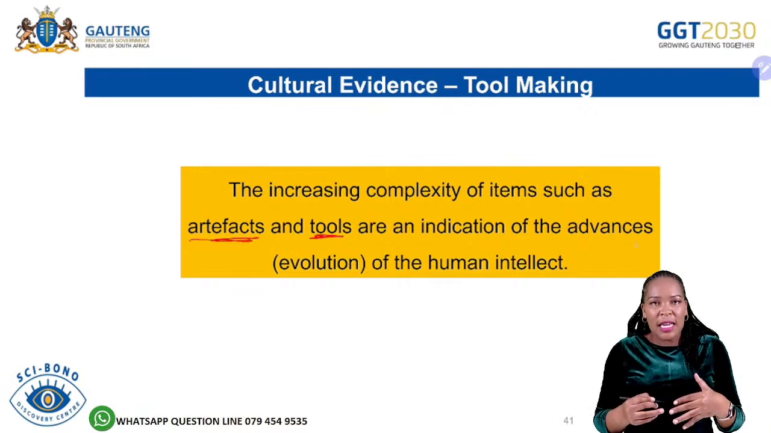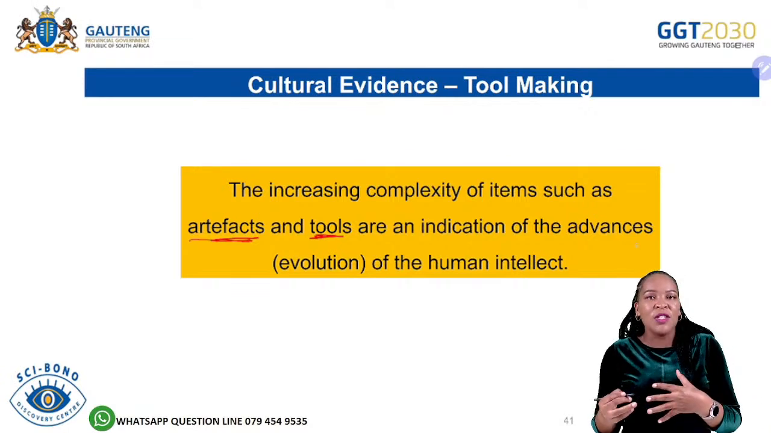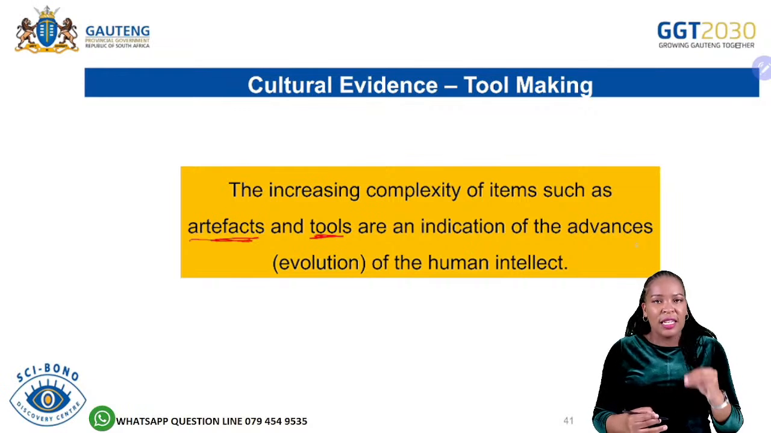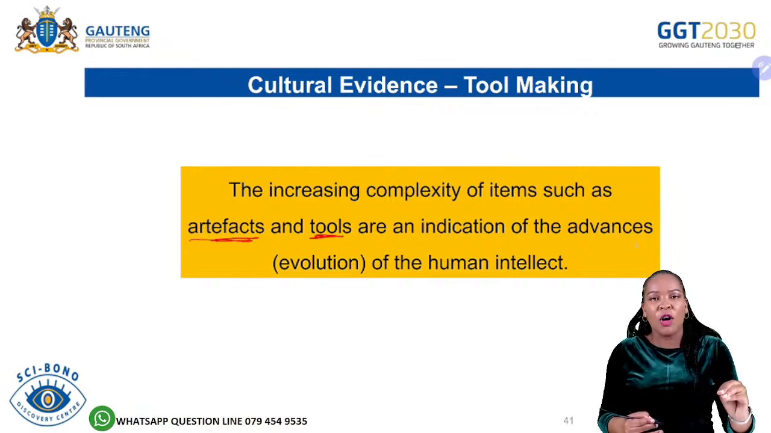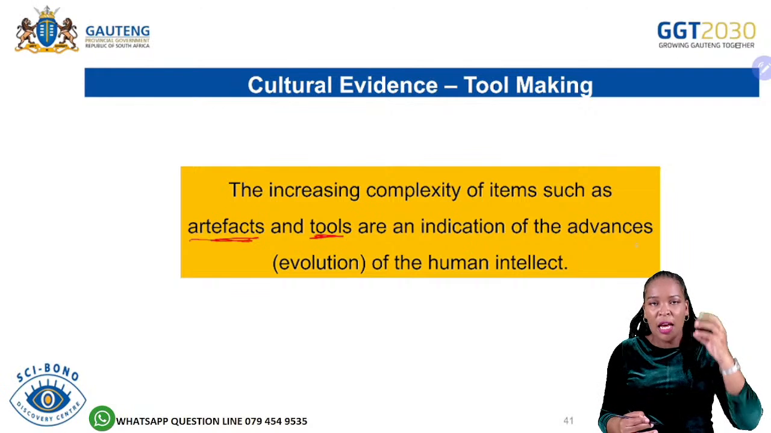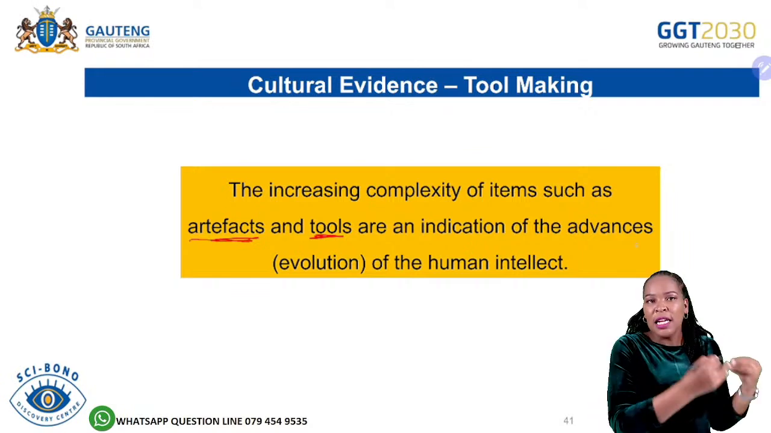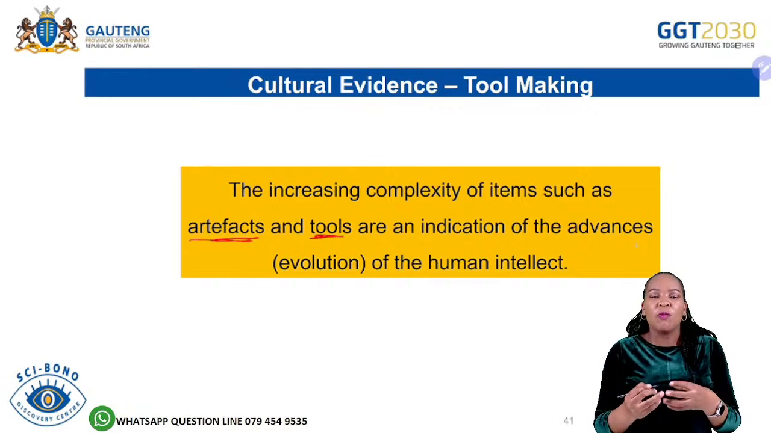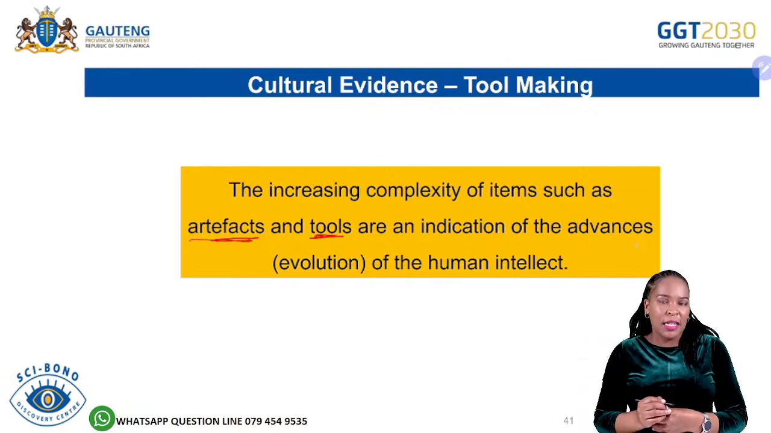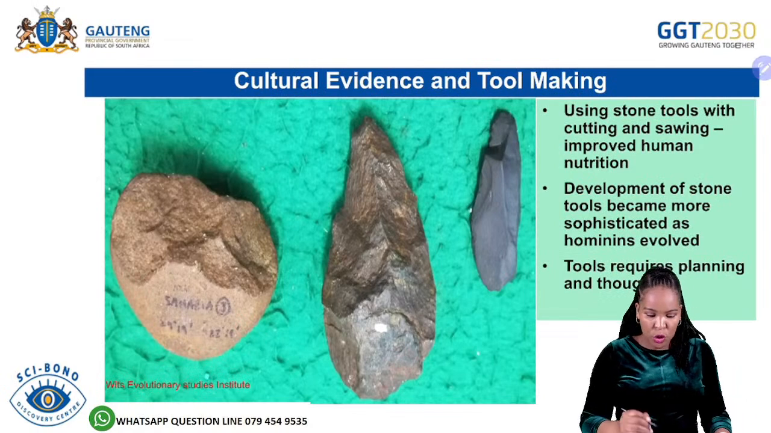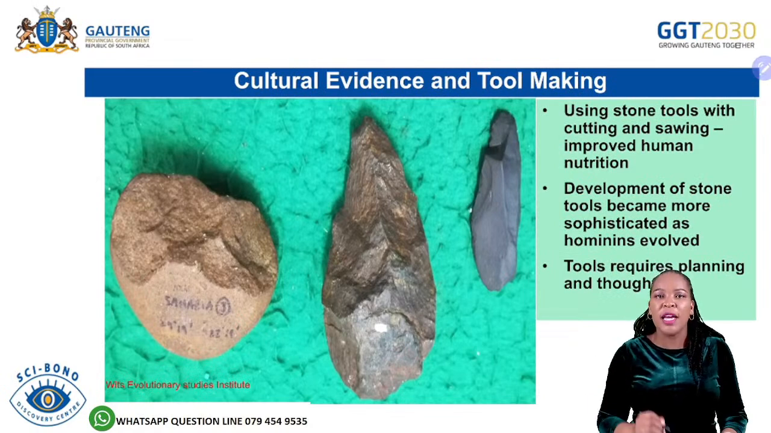So tool making was cultural evidence collected to show that this is how these species have evolved intellectually, because they have now used their thought process to think about making this particular tool or this particular artifact. Right. So the first one was tool making.